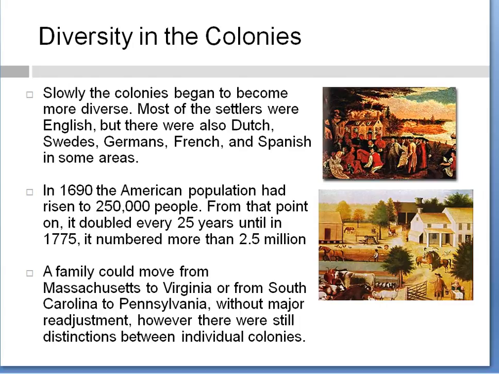So now we're a nation of 300 million people, if that gives you any vantage point of comparison. Now, a family could move from Massachusetts to Virginia or from South Carolina to Pennsylvania without any major readjustment, because that all fell under British dominion, really. However, there were still distinctions between the individual colonies.